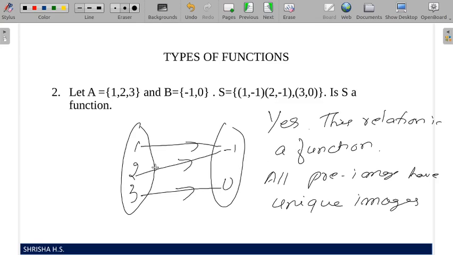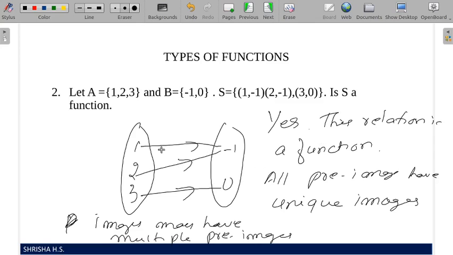We should also recall that images may have multiple pre-images. That's not a problem, still it is a function. Images may have multiple pre-images. So this is a function, the mapping is fine. All are mapped, so 1, 2, 3 are all mapped, and they are having single images in B, so that's fine. This is a function.